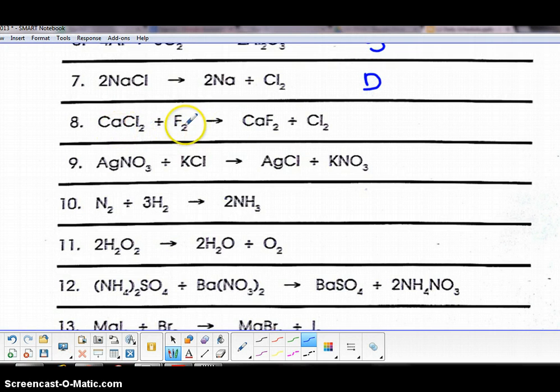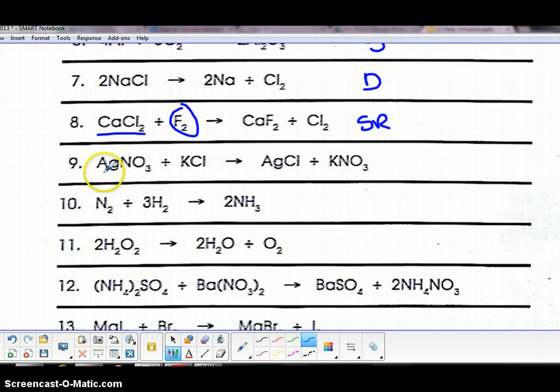Number 8, I'm counting 1, 2, 3, 4. So it's either a single replacement or a double replacement. So I gotta look. Well, this is ionic, metal, nonmetal. So it's F2. It's an element. It is not an ionic compound, so it can't be a double replacement. It has to be a single replacement.